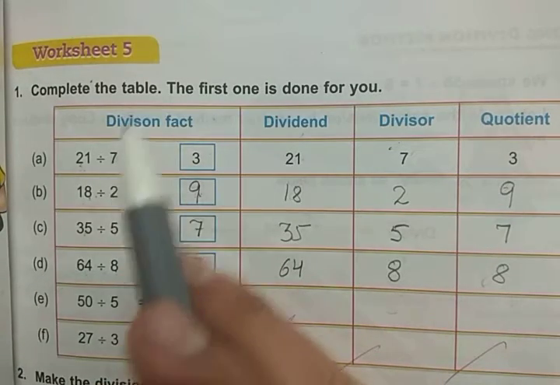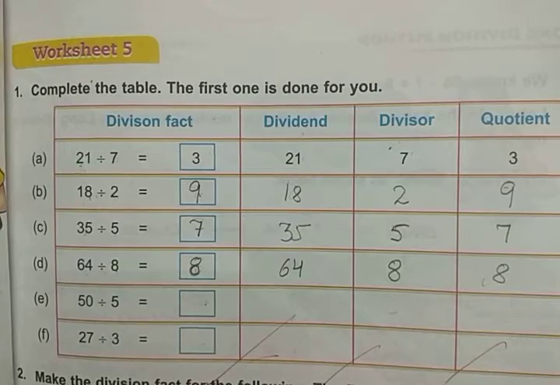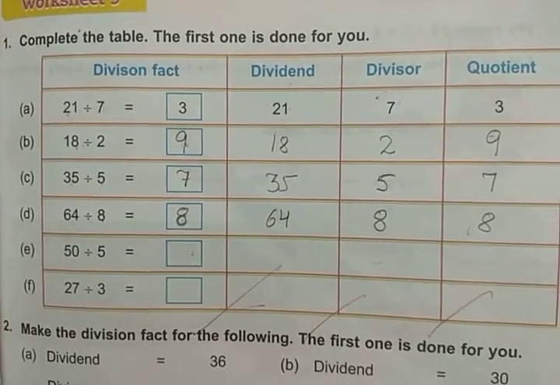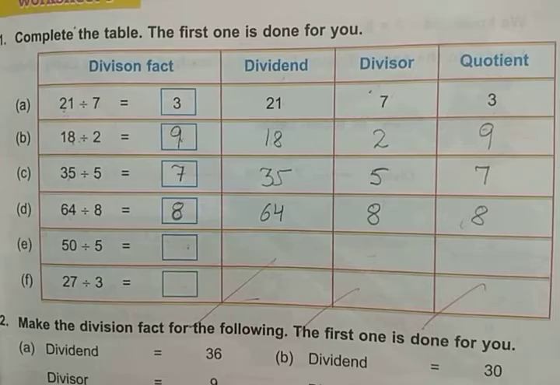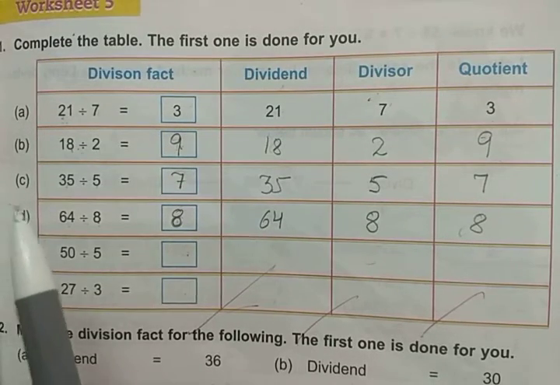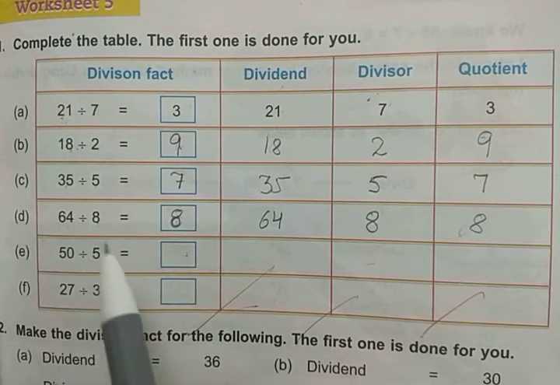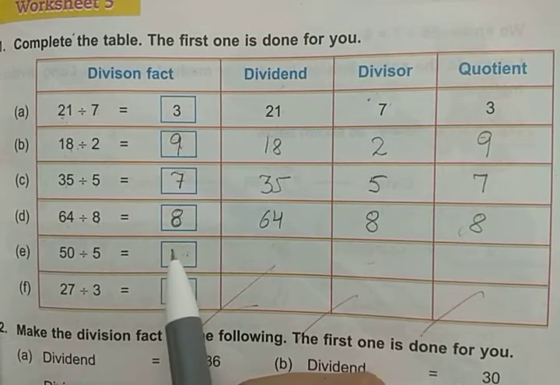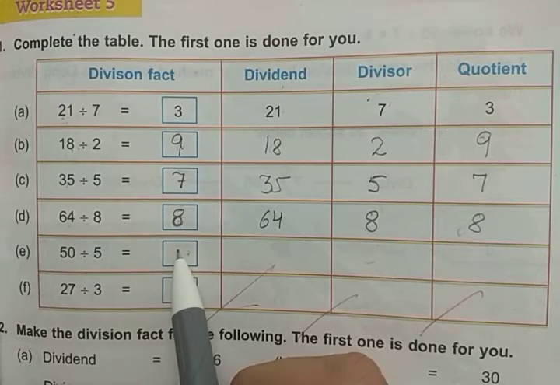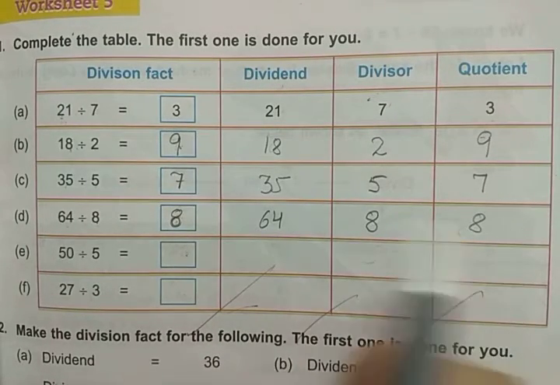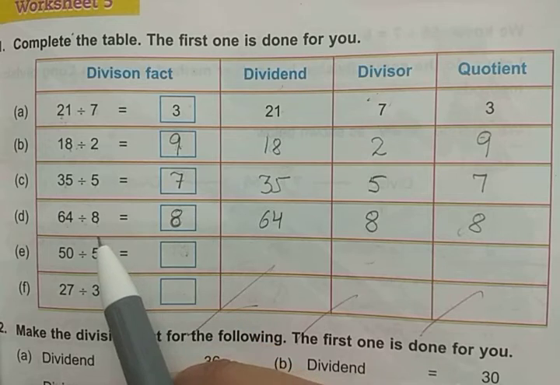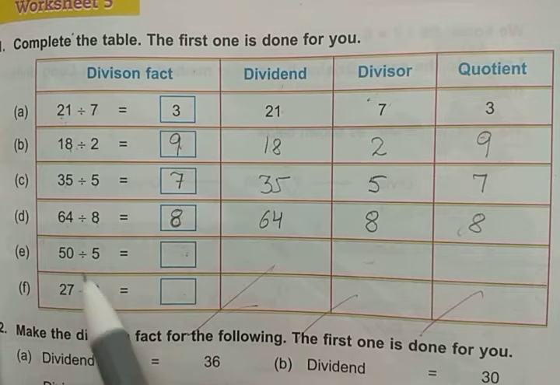And we have started worksheet number 5 and we have done a few questions. So let us revise what we have learned yesterday. In the first question we have to complete the table. Here we have to find the quotient first, and then we have to write the dividend, divisor and quotient. So up to D part we have already done.